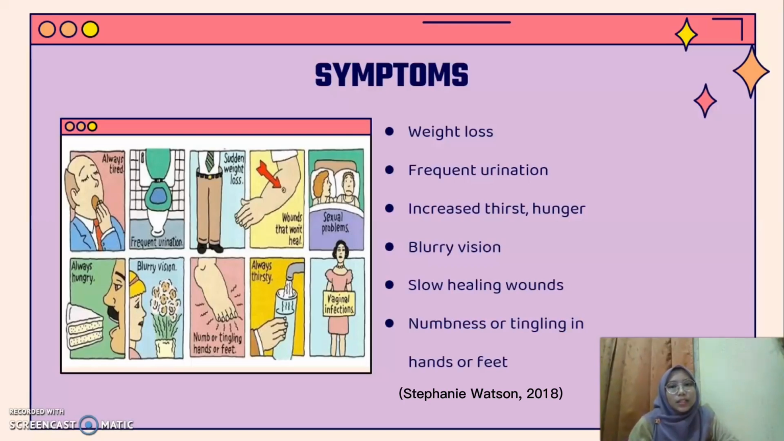Next is increased hunger. When you have high blood sugar levels, the body loses sugar through the urine, so you don't get enough calories. Because you are absorbing fewer calories, you may feel extra hungry.